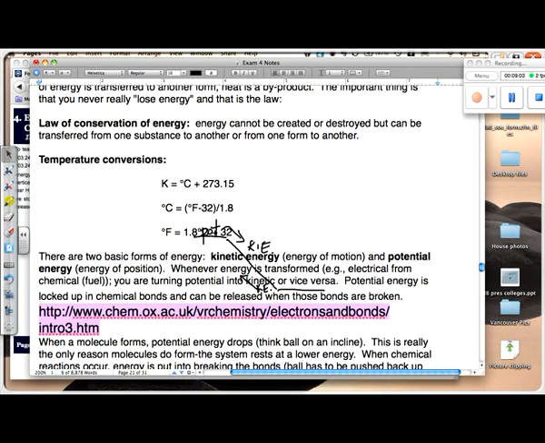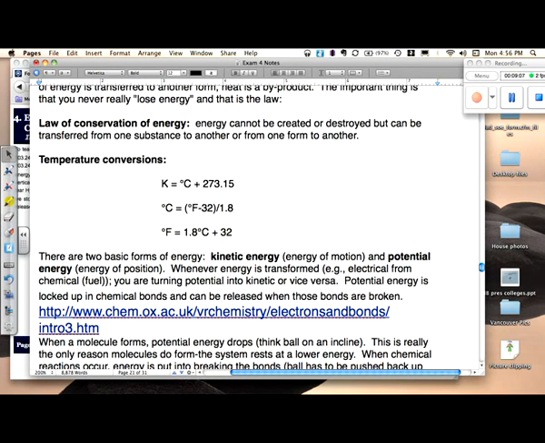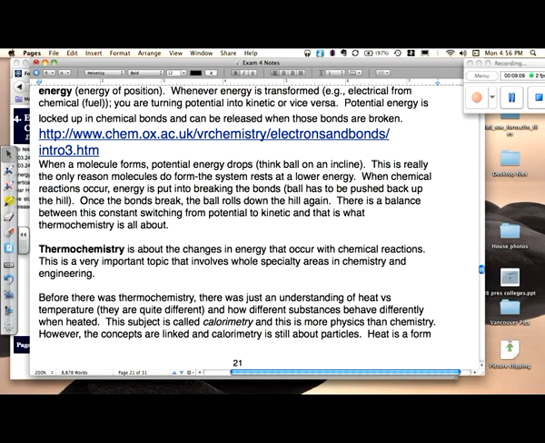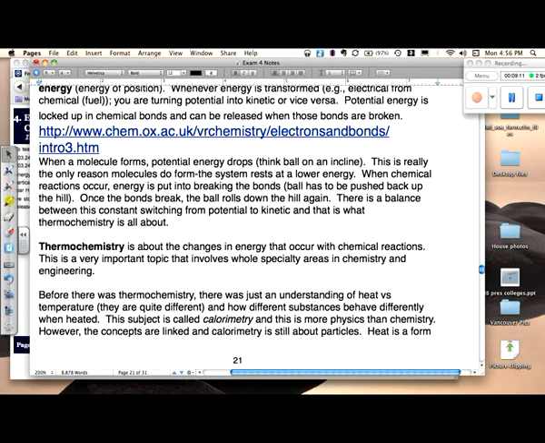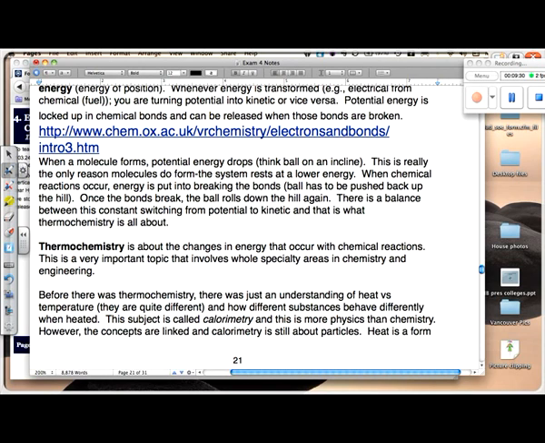So every time we do a chemical reaction, you always have this balance between breaking and making bonds. All right, so when a molecule forms, potential energy drops. So that is the ball falling down the hill. This is the only reason that molecules really do form, is that you lower the system in energy. So when we do chemical reactions, we break bonds, which is putting energy in, and then when we make bonds, energy comes out.